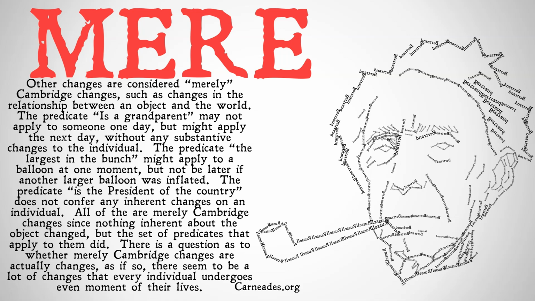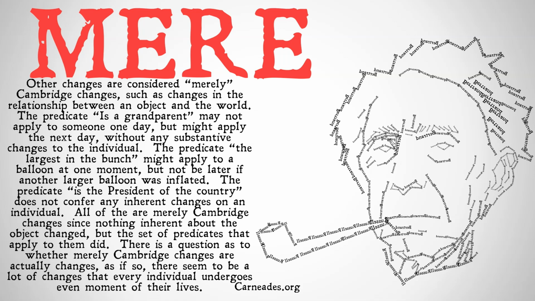The predicate the largest of the bunch might apply to a balloon sitting in a bunch of balloons that someone's selling on a street corner at one moment, but not apply later if, say, another larger balloon was inflated and added to the bunch. The predicate is the president of the country does not confer an inherent change on an individual. The individual does not themselves change by simply becoming the president. All of these are often referred to as merely Cambridge changes, since nothing inherent about the object changed, but the set of predicates that applied to them did.